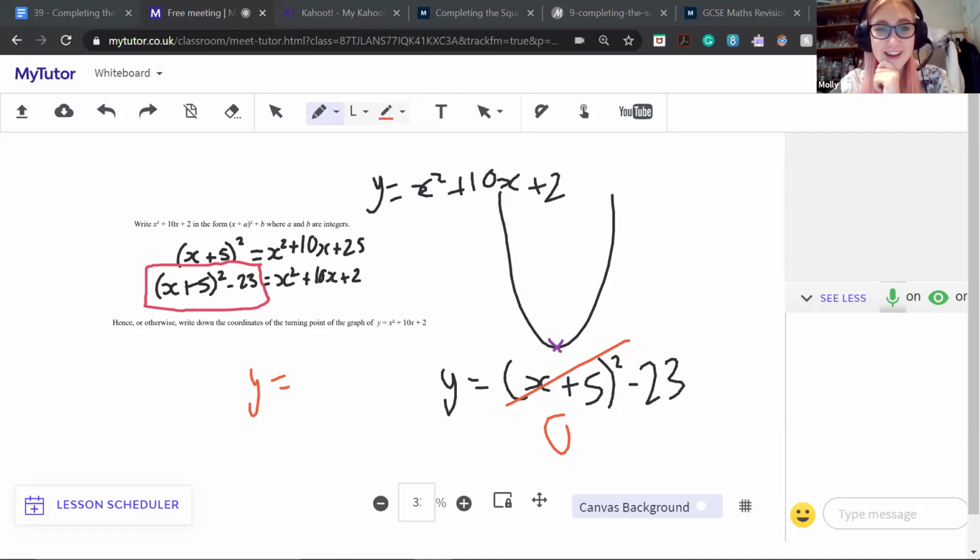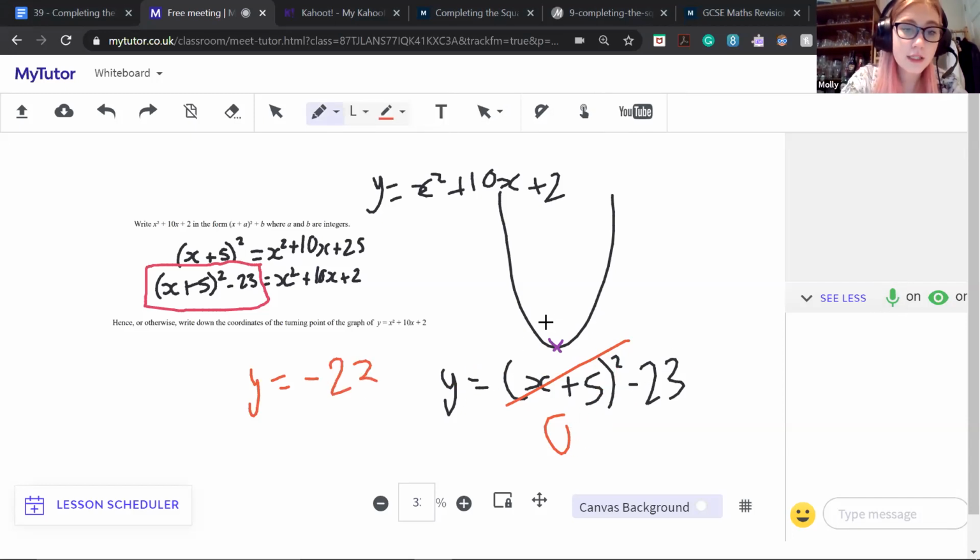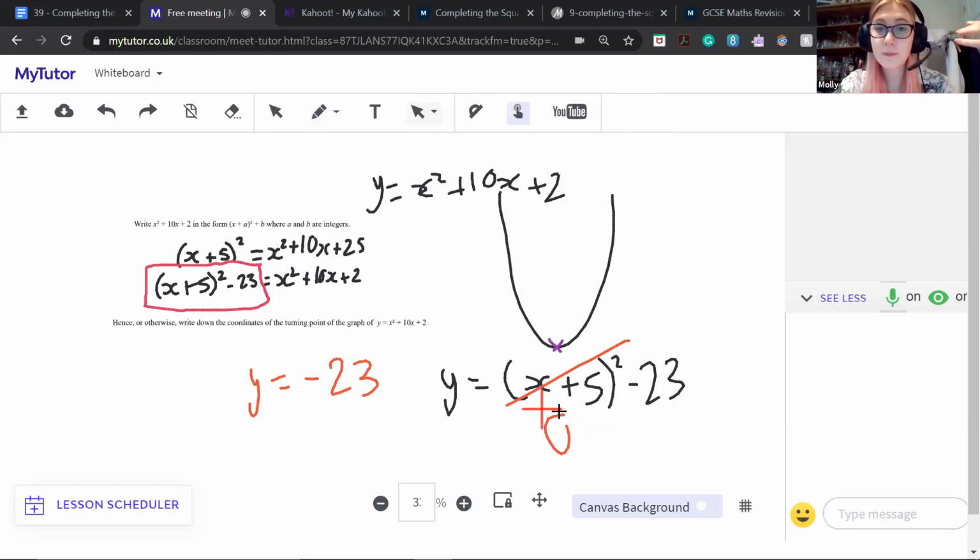Yeah, a couple of people getting it. In fact, a few now. Brilliant. Tons of people getting that. It will be minus 23. Hopefully you can see that from here. When this whole square bit is 0, y equals 0 minus 23, or minus 23. So the y coordinate is minus 23. There's no way it can go lower, because this square bit can't go any lower than 0. That's as small as we can possibly make it.